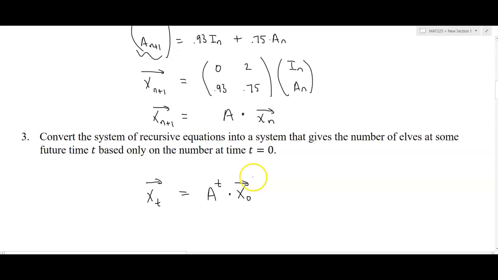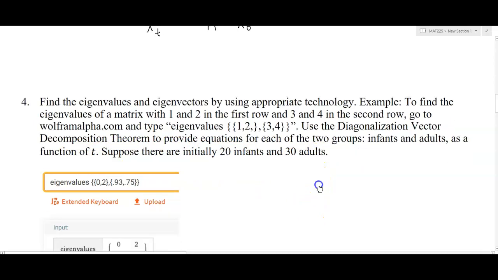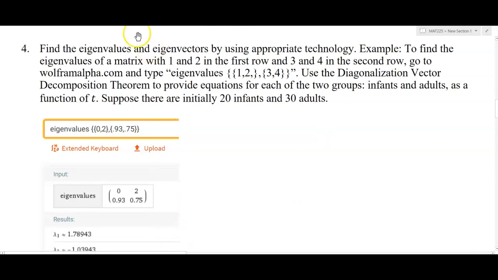Now, we could figure out what's going to happen in the long run, and in our next part of this problem, we want to find the eigenvalues and eigenvectors by using appropriate technology. So here's how to do it in Wolfram Alpha. Use the diagonalization vector decomposition theorem to provide equations for each of the two groups, infants and adults, as a function of t. Suppose there are initially 20 infants and 30 adults.